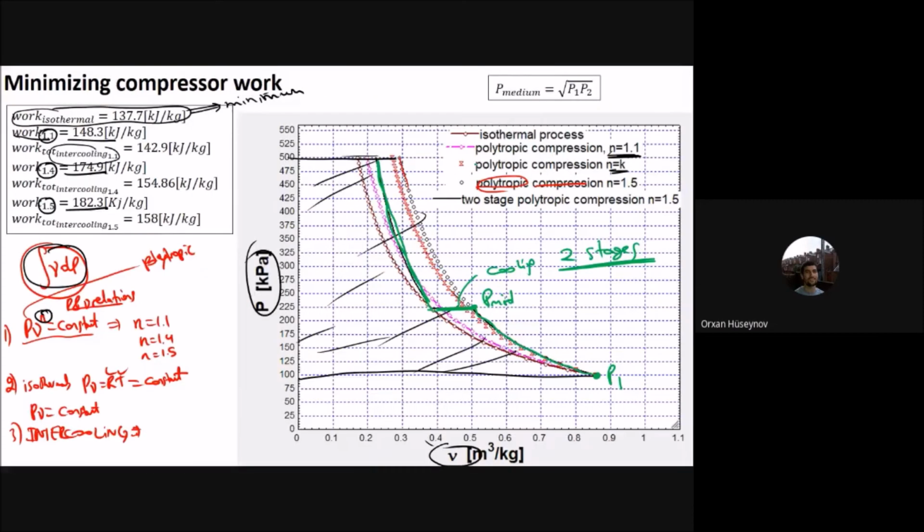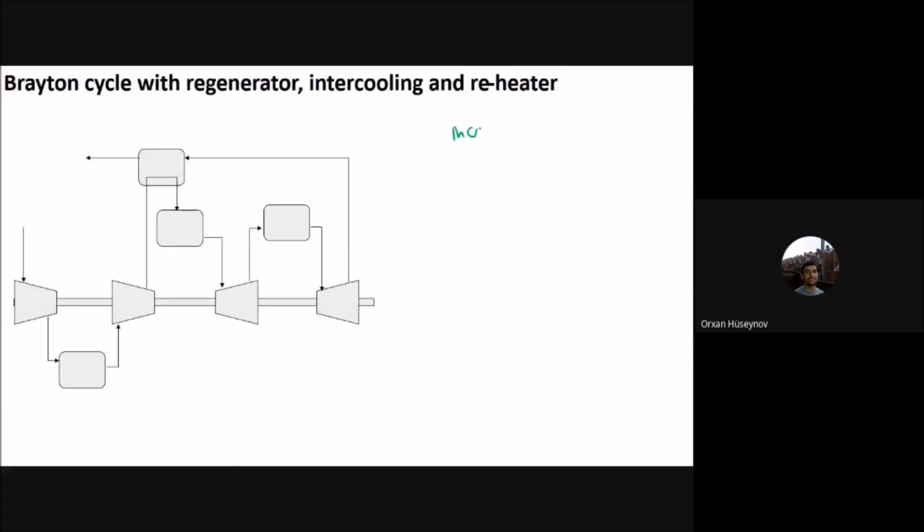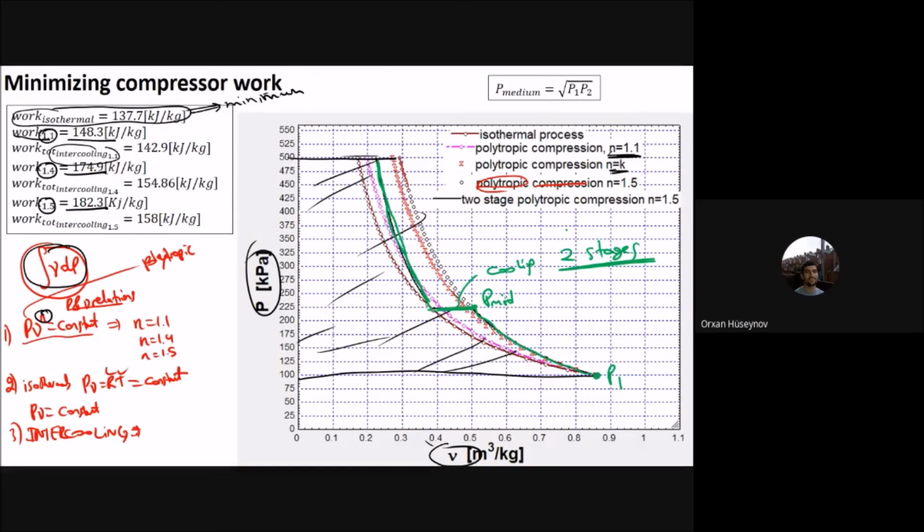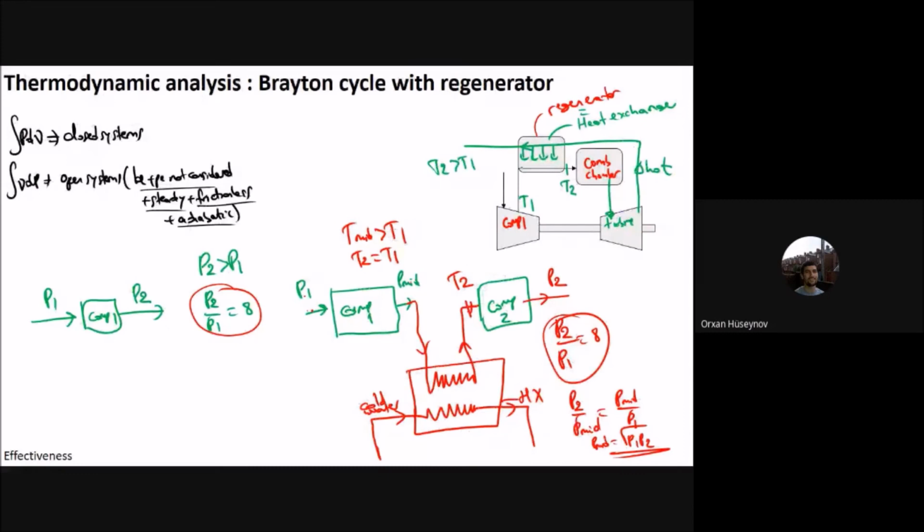So if you summarize, to increase the efficiency we have done two steps. The first one is minimizing the compressor work, and how do we minimize it? We are using intercooling. This is the first stage. And the second thing that we are doing is using the regenerator. By using the regenerator, you are diverting the outlet of the turbine through a heat exchanger to the compressor outlet, and that energy of the turbine outlet is given to the compressor fluid here. And then the combustion chamber comes.